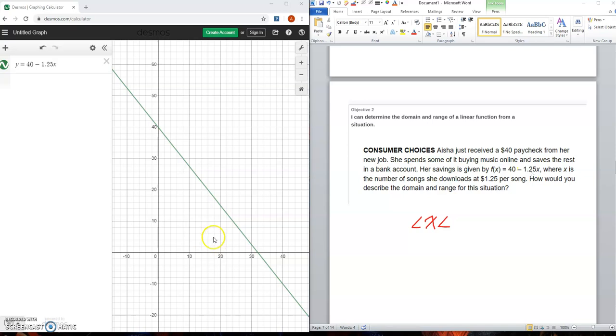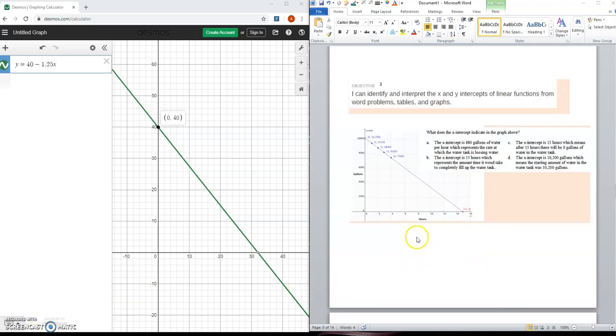Let's take a look at this with the use of Desmos. So this is your y-intercept. If she does not buy any song, which is the X value 0, then she has $40 in her bank account. That means her domain is from 0 to 32 songs, and now the range is from $0 to $40.